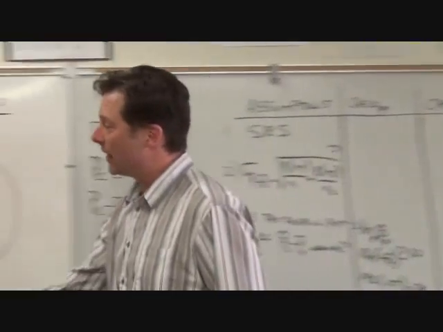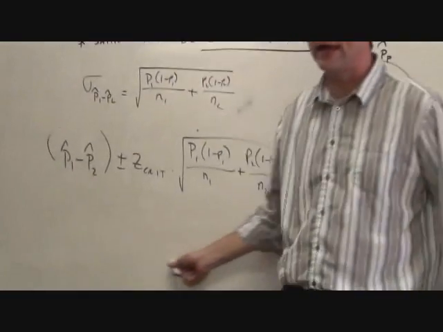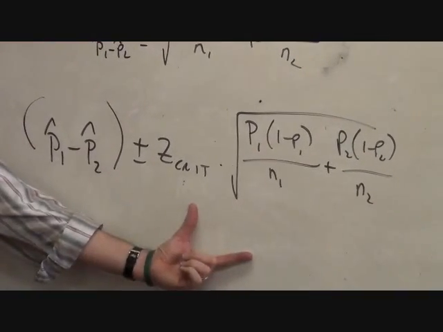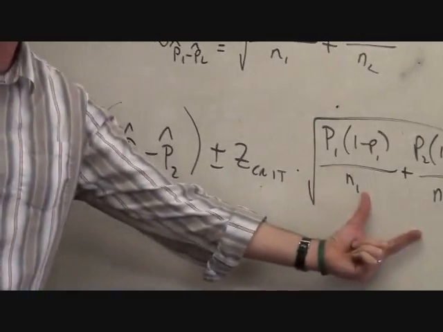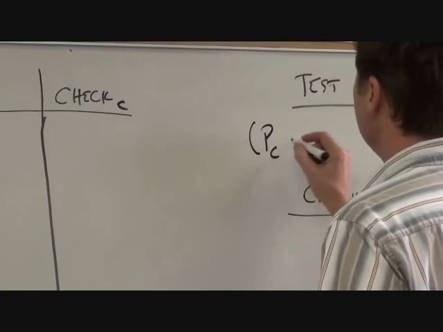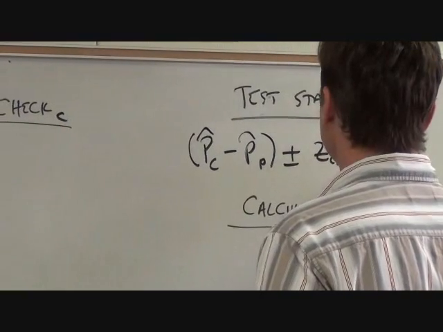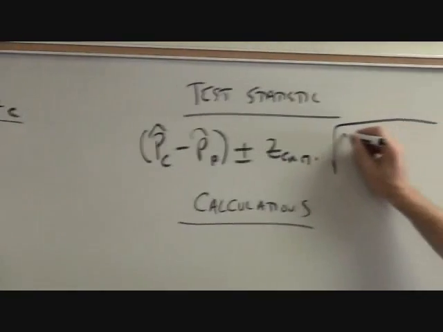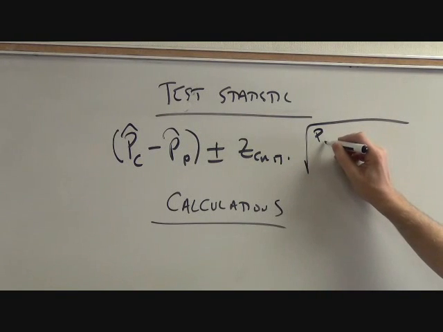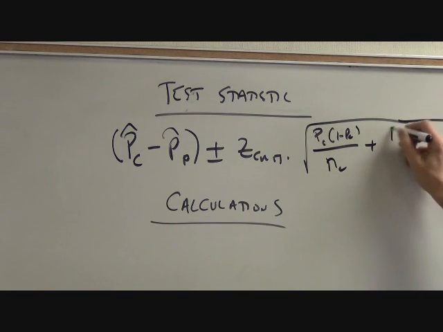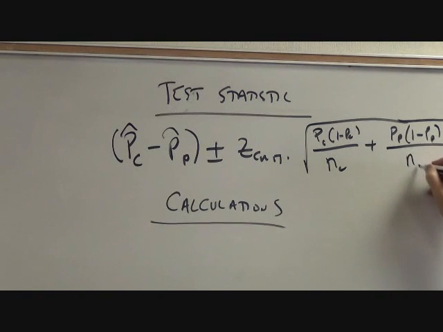All right, our test statistic. This is our formula to calculate our confidence interval. Here's our 8%, and this is going to be our margin of error formula. How many standard deviations do we have to go? We have to plug in all the right letters here. So p hat sub c minus p hat sub p, plus or minus z crit times the square root of p sub c, 1 minus p sub c over n sub c plus p sub p, 1 minus p sub p over n sub p.